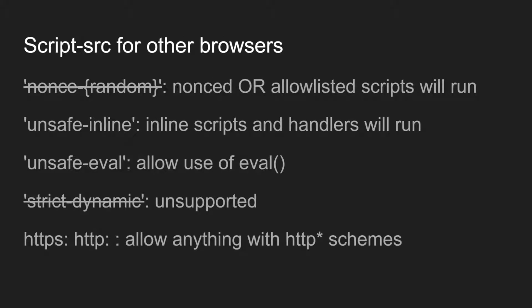What they actually see is these. So basically, what they see is unsafe-inline, unsafe-eval, and a whitelist.